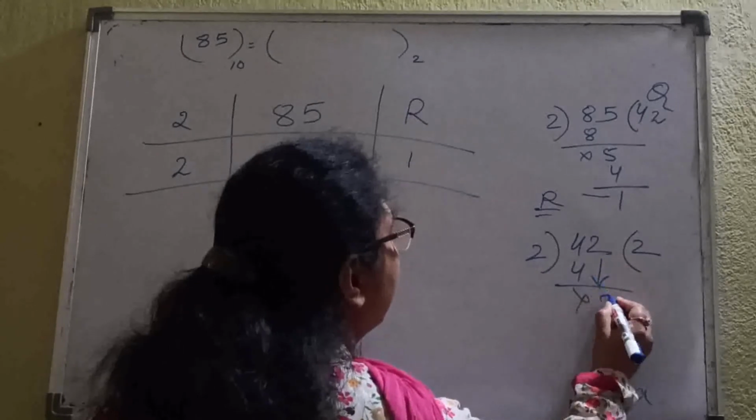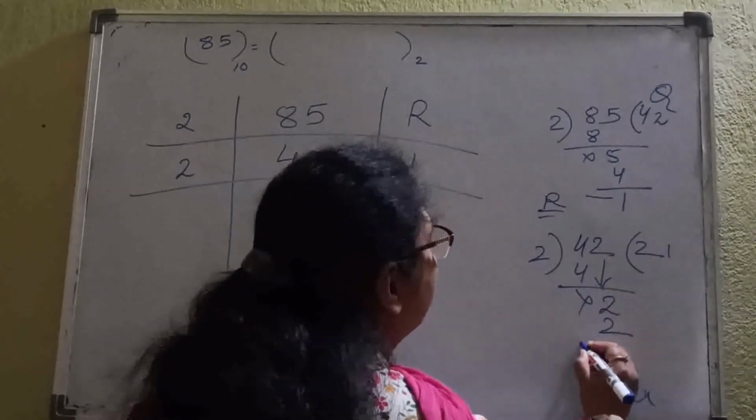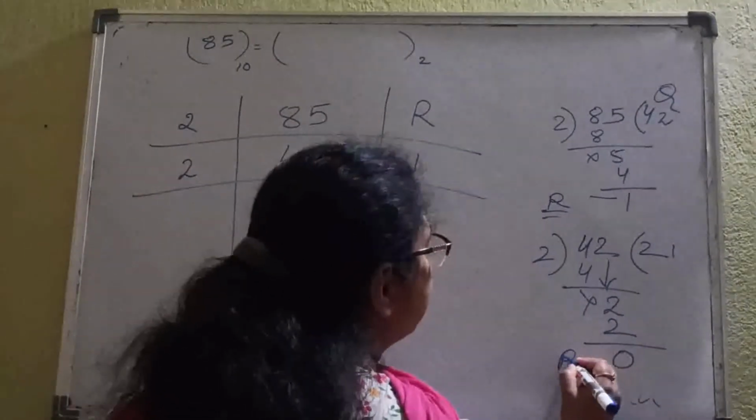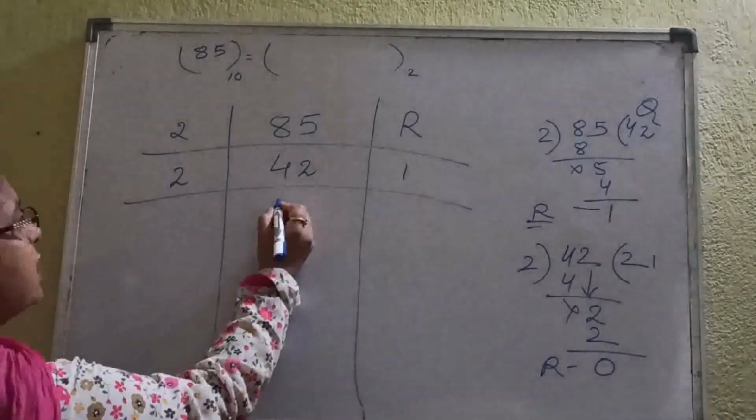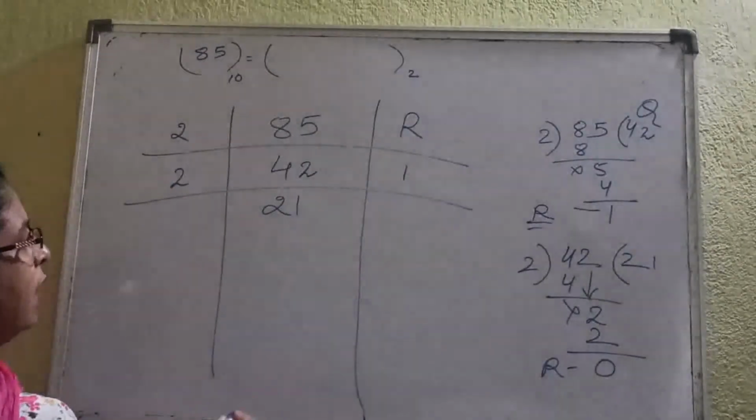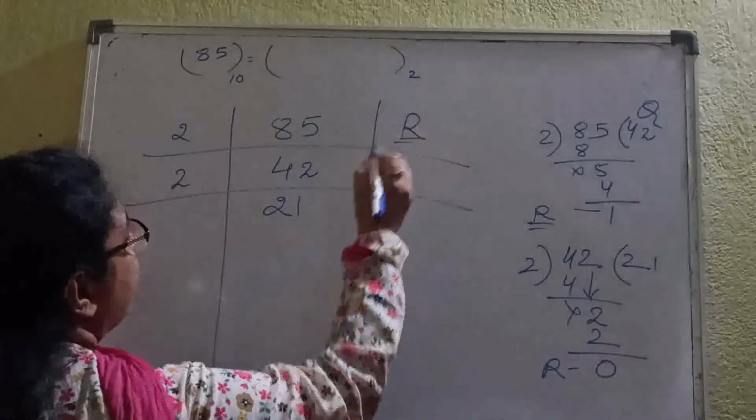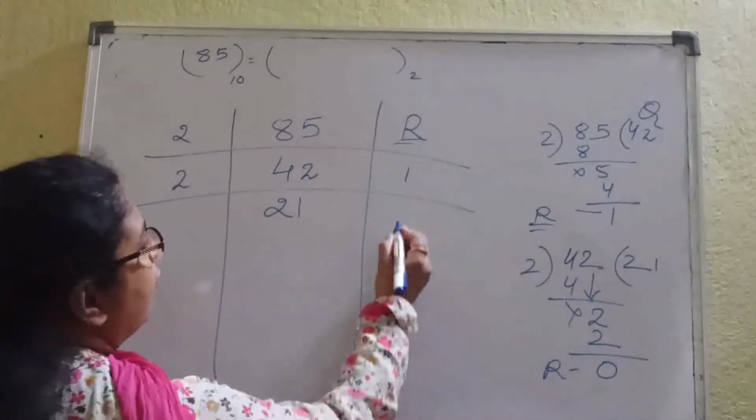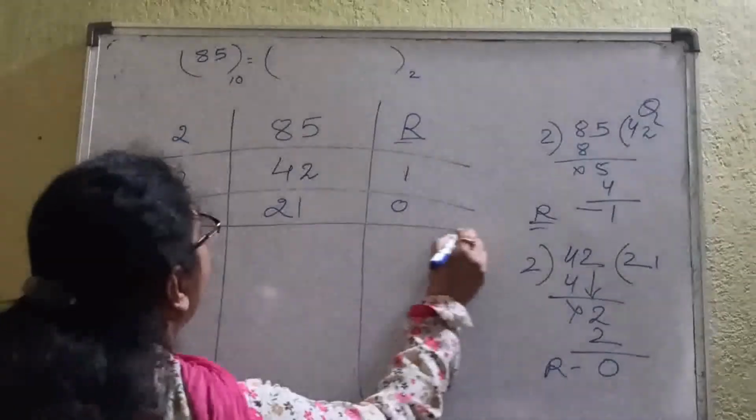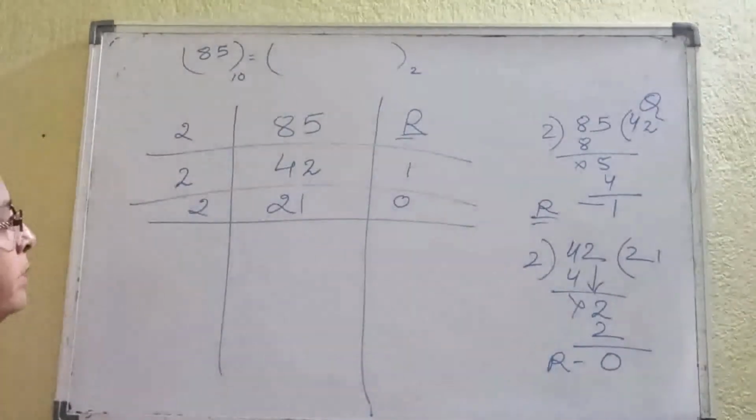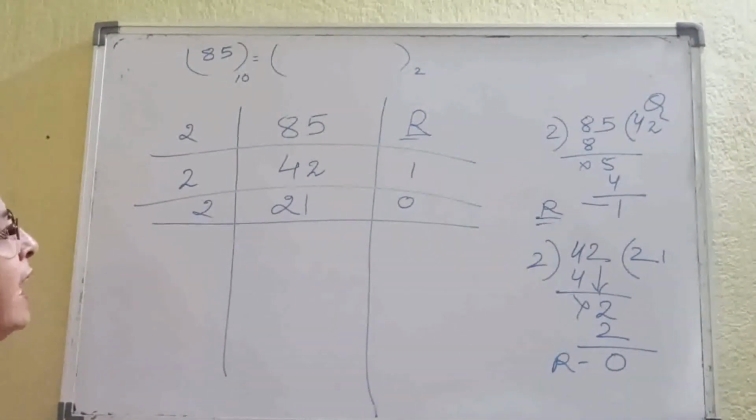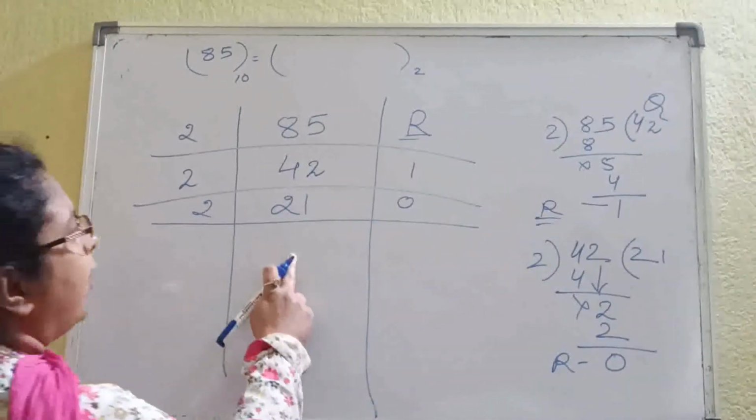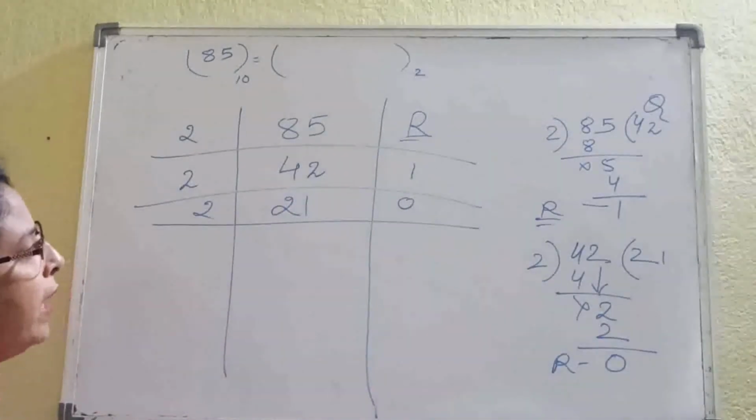2 2s are 4, 2 1s are 2. Remainder 0. So in this place you are going to write the quotient, and in this place, where I have written R for remainder, you will write 0. Again you divide it by 2. If you can divide directly, you can divide. Here you write the quotient and here you write the remainder.